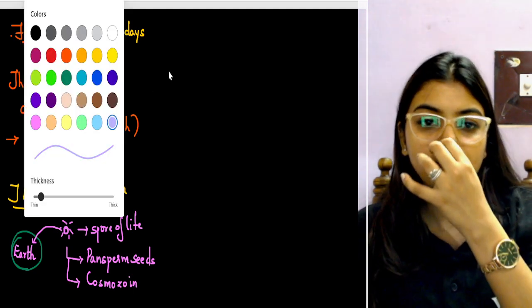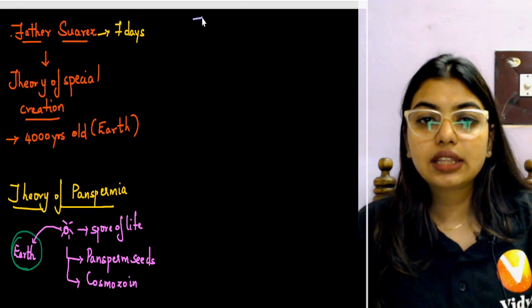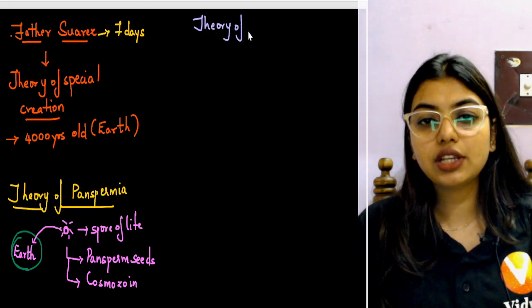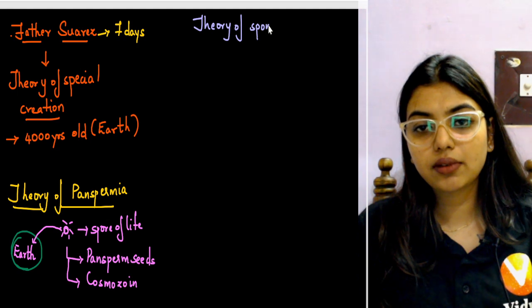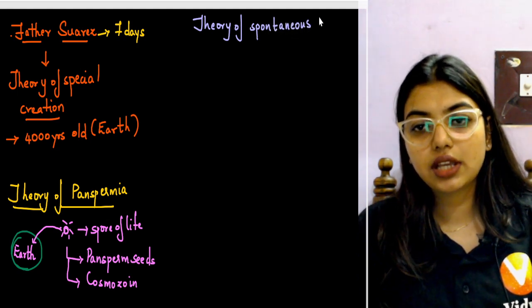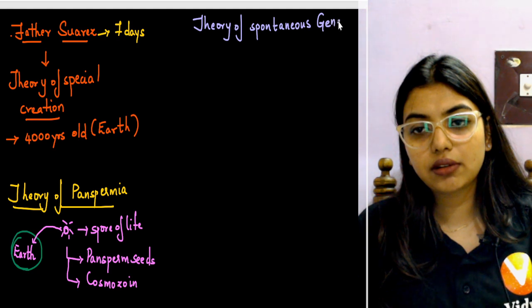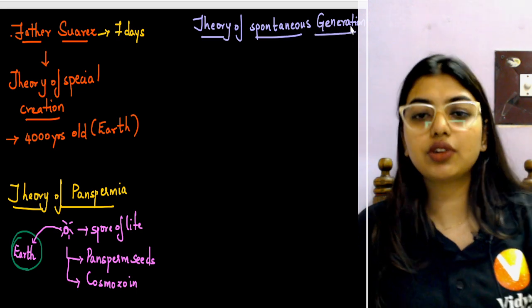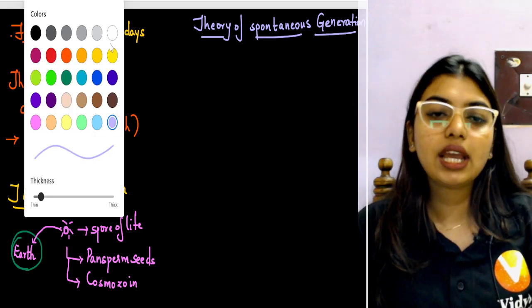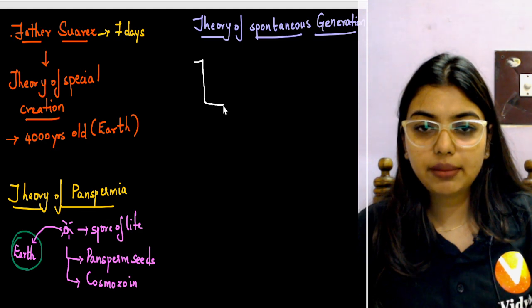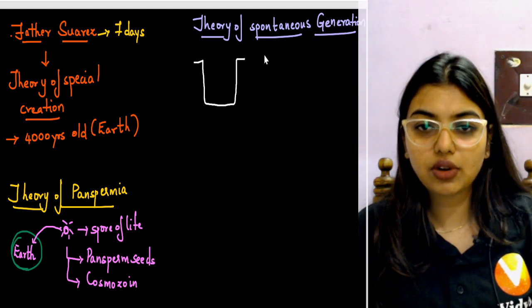Now the next theory was the theory of spontaneous generation. What was this theory? This theory was actually tested by Redi, a scientist called Redi, but it's not mentioned in your textbook, so you do not have to worry.